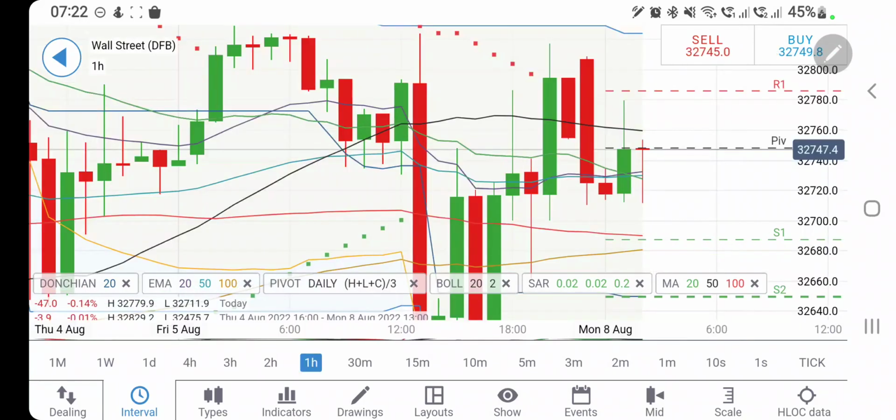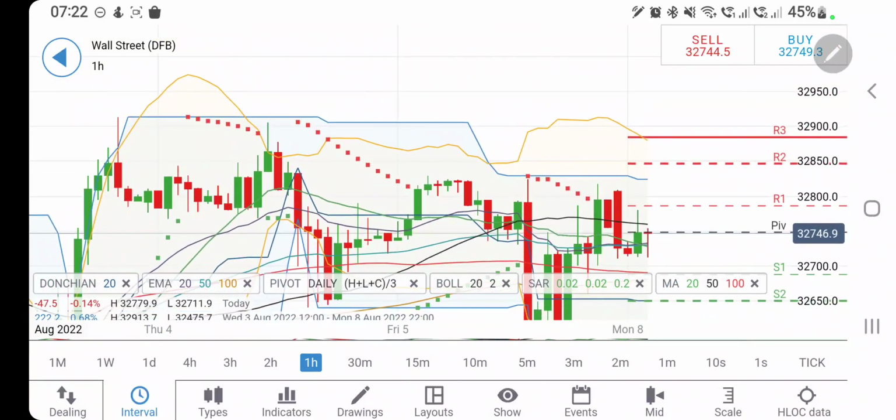Let's have a look at Dow Jones. Look at US30 on the hourly charts, only short, as I have always maintained. 32,700 is a very strong support. Only short entry I will recommend is below 32,700 levels. Rather, I will say 32,680 levels. Once it drops below 32,680, we can see a stronger drop.